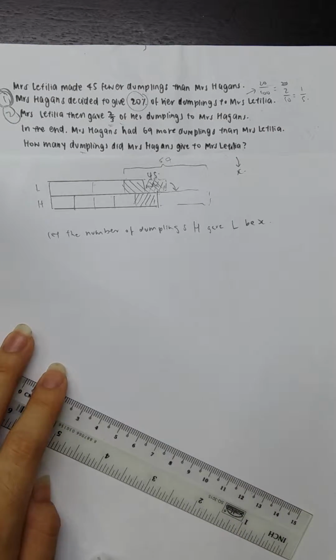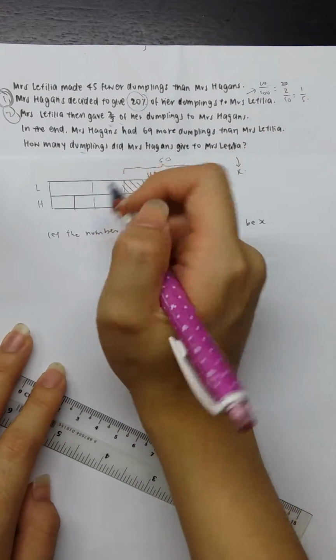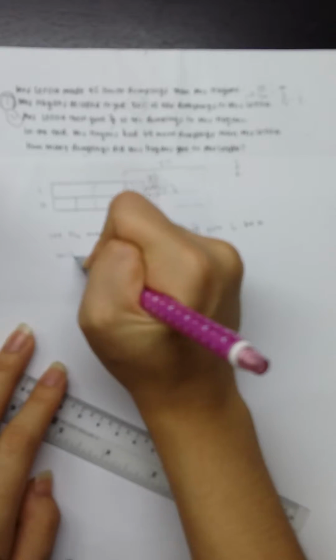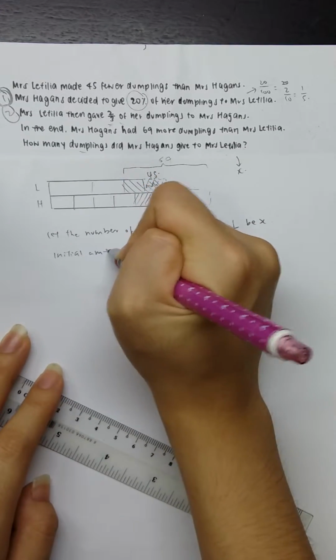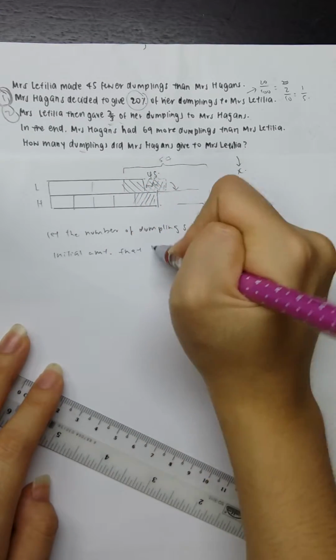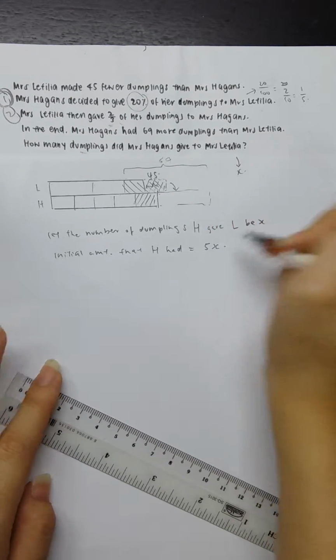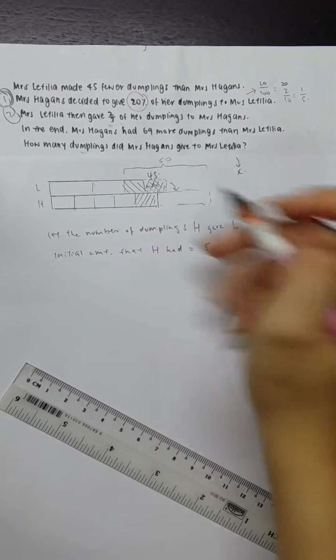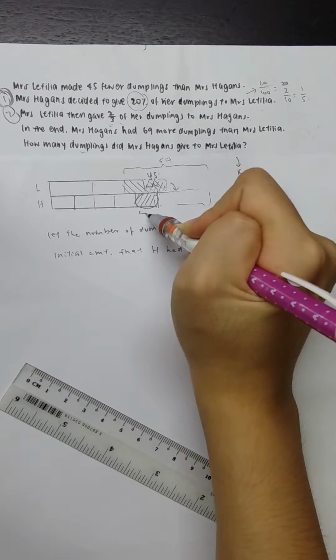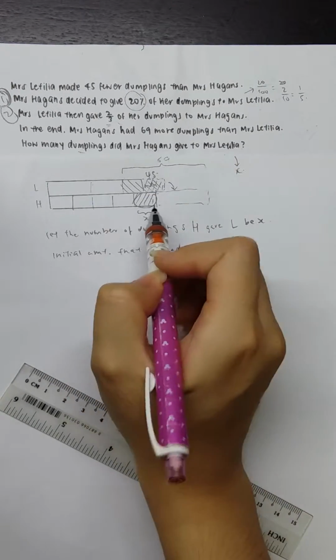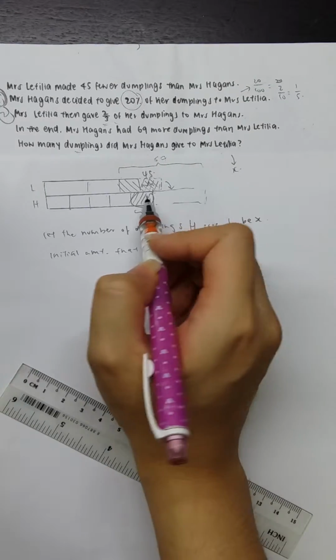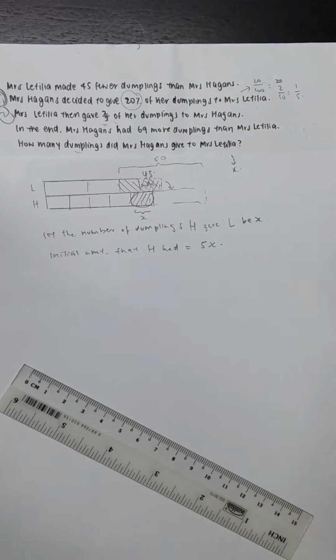Okay? So initially, the initial amount that Mrs. Higgins had would hence be equal to 5x, right? Because this is x, so this is her 20%. Initially, she had 100%, which was 5x.